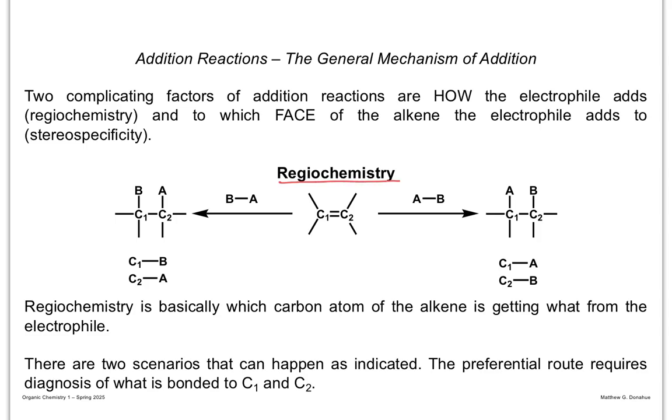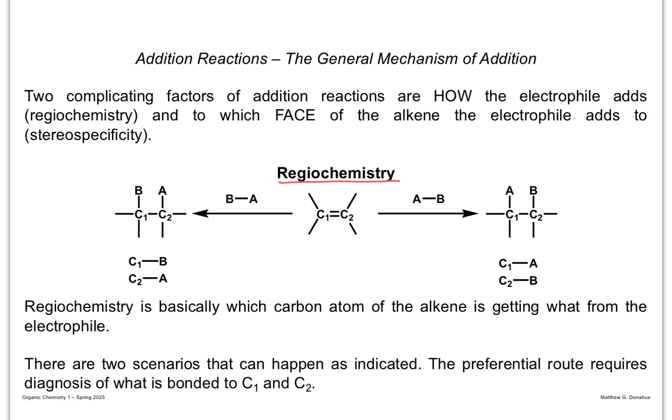And so as I said, the name for that is regiochemistry. You have two possible products that you can predict. The relationship of those, they're going to be constitutional isomers. And then furthermore, because we learned about stereochemistry, you can get enantiomers or diastereomers. So depending on which way the electrophile adds, that's called regiochemistry.